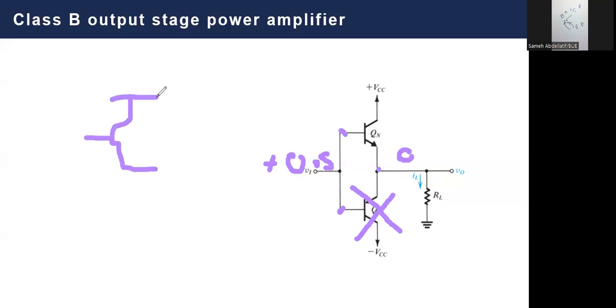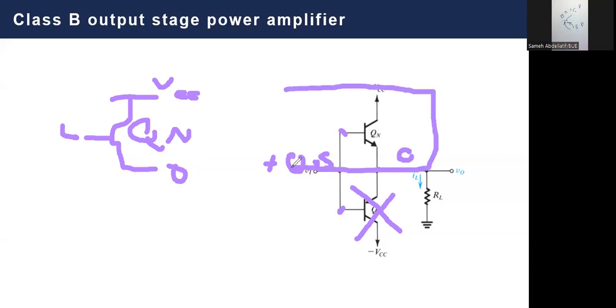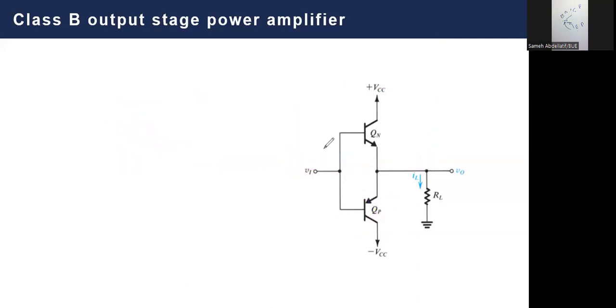So this is the VCC, and this is QN, and this is the input, and this is the output, which is typically this part of the circuit, as you can see here. And if you remember, my dear students, from the class A power amplifier, this is typically what we called an emitter follower, because in this case our emitter will follow our base.